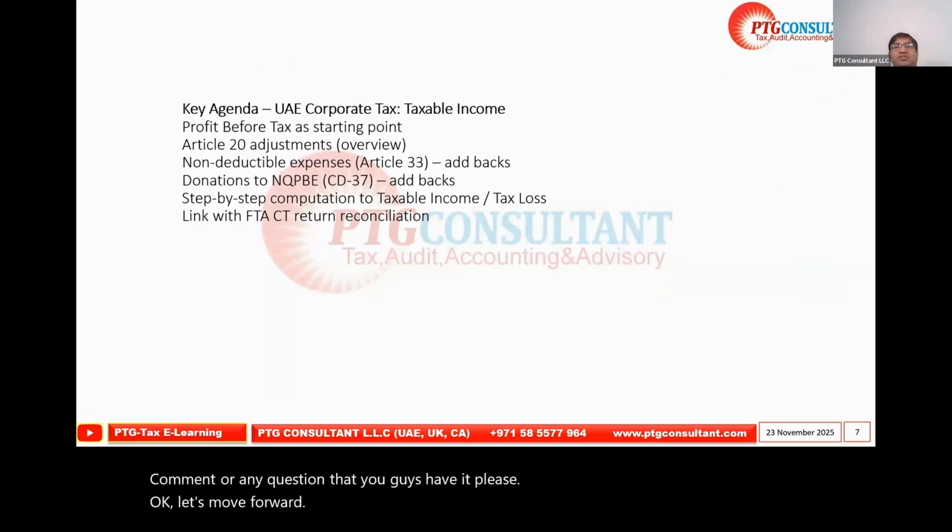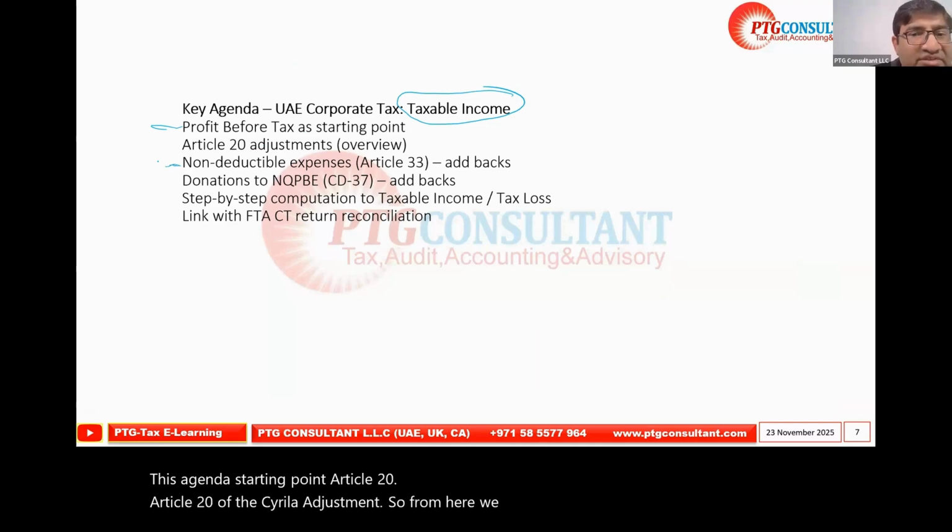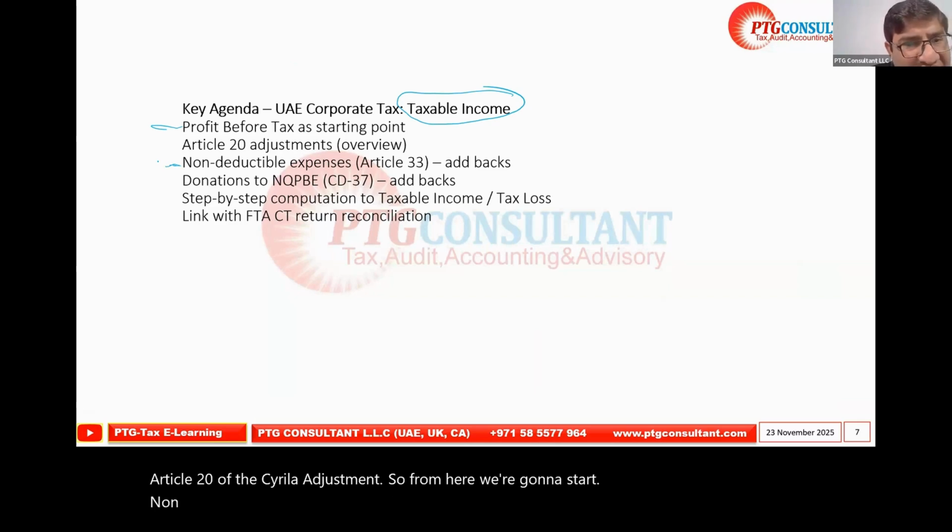This is our agenda, same as what we discussed. Taxable income, starting point. This is the agenda starting point: Article 20 of the city law adjustment. So from here we are going to start. Non-deductible expenses, Article 33. And we will continue and move forward one by one.